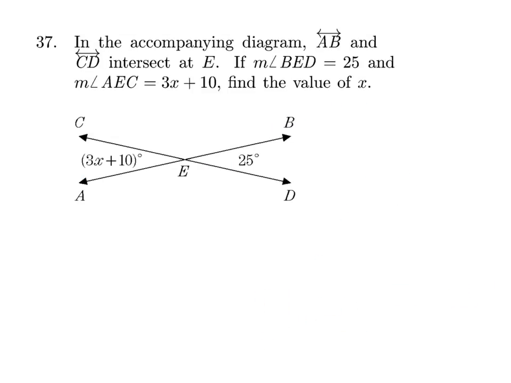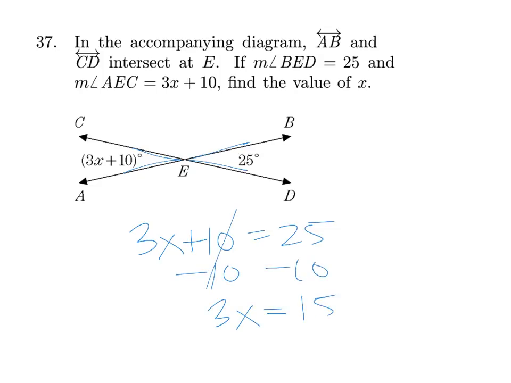All right, in the accompanying diagram, AB and CD intersect at E. Okay. Measurement of angle BET is 25, and AC is 3x plus 10. They put all that information there for us already. Find the value of x. All right, simple. These are vertical angles, so we set them equal. Done.